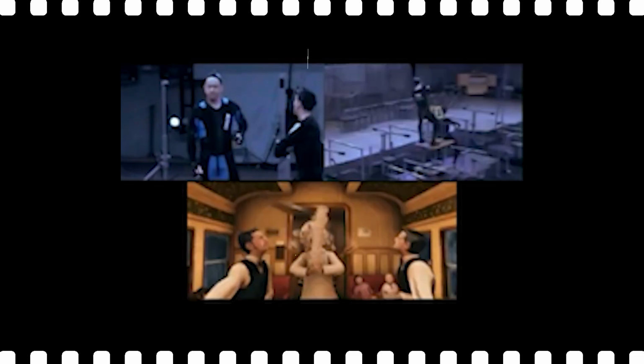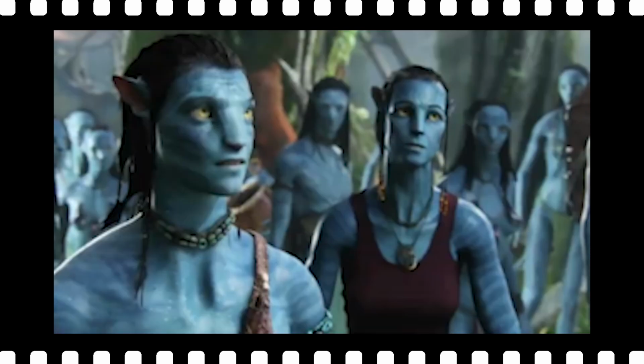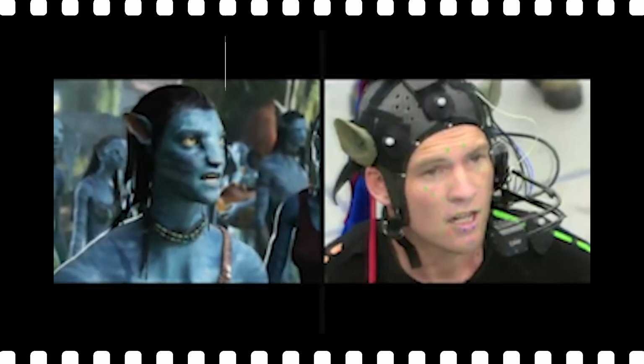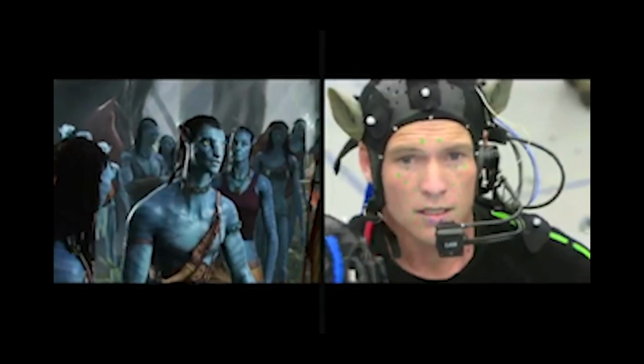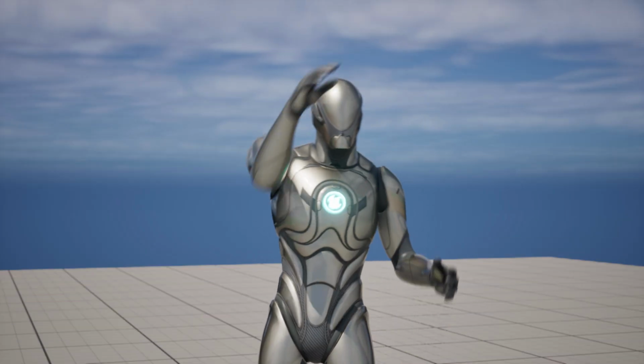Then to 2004 with Polar Express becoming the first major film to be shot entirely with motion capture technology. Finally, with 2009 in Avatar that used virtual camera systems that allowed the camera to be able to move digitally during the shoot. Which leads us to today.